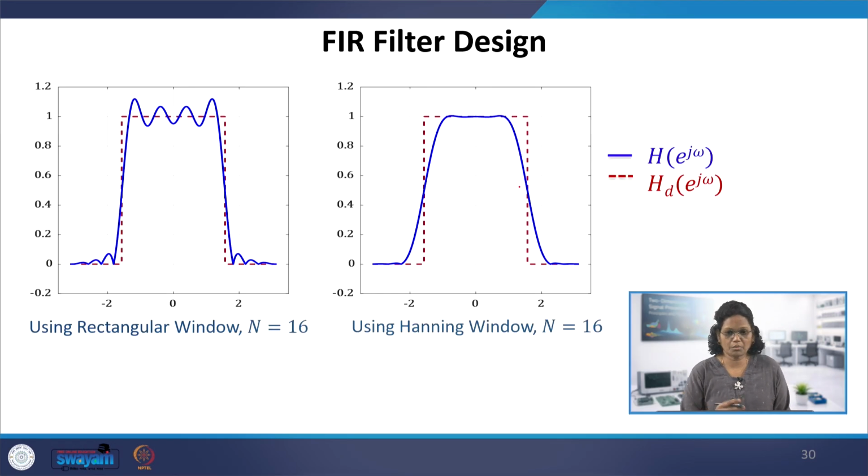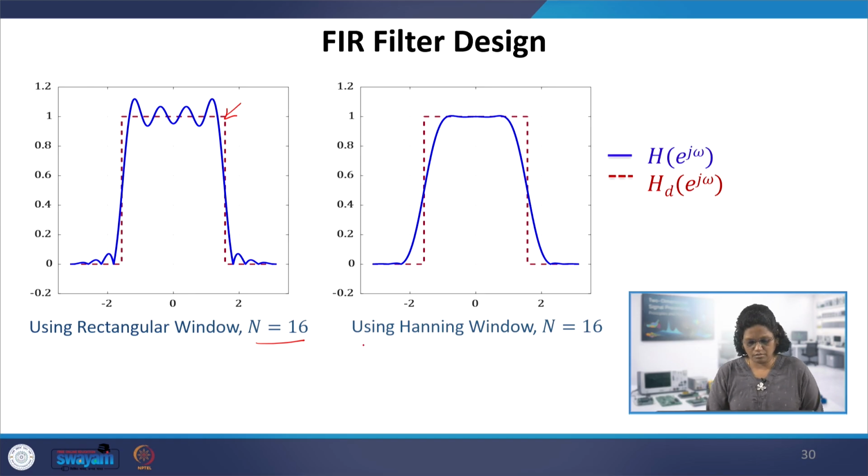But what about the ripples? What about the window functions? That may be true for the rectangular window. If we take a rectangular window of n equal to 16 and design a filter, this is the ideal one required, and the actual filter response we get has this magnitude. If we increase this n further, the transition width may improve, but there are ripples here, and how do we deal with that ripple?